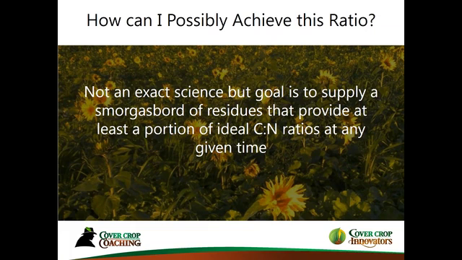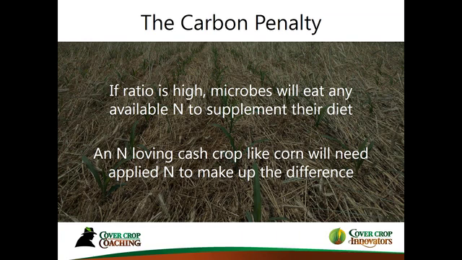And again, in agriculture, there's usually no absolutes with a lot of things, and this is no exception. So this is not an exact science, but there's a goal we have out there, and that's to supply a smorgasbord of residues that provide at least a portion of an ideal C to N ratio at any given time. So this is simply a goal that we're trying to accomplish. And as we think through this in our management system, this is really what it comes down to: trying to set ourselves up for success, I guess is a good way to put it.